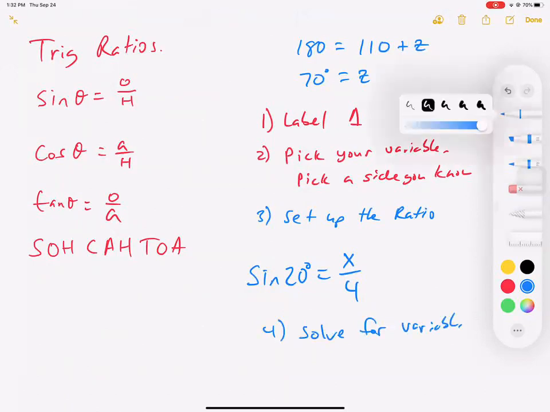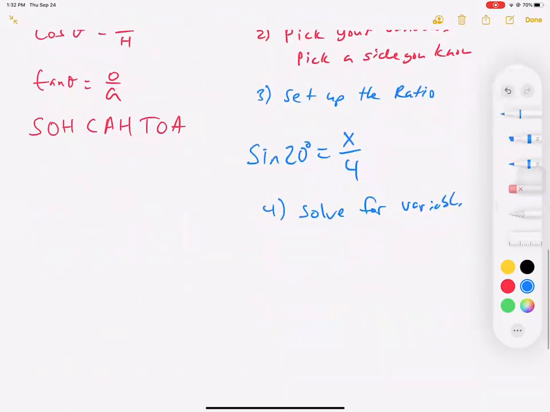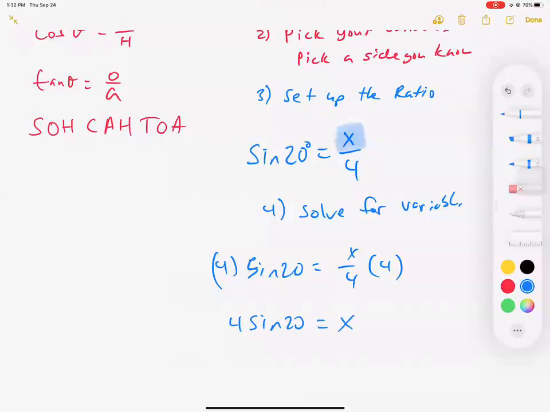Okay, to solve for the variable, I want to get rid of what number? The 20, the sine, or the 4. I'm solving for X, so we get rid of the 4. Opposite of divide by 4 is to multiply 4 to both sides. Let me write it over here so you guys can see what I'm going to do. I'm going to multiply 4 to both sides. So it'll be 4 sine of 20 equals X.